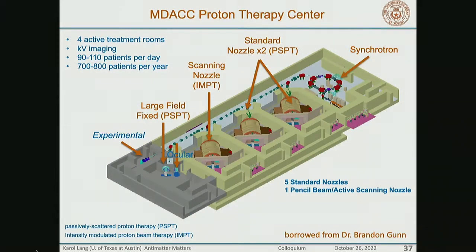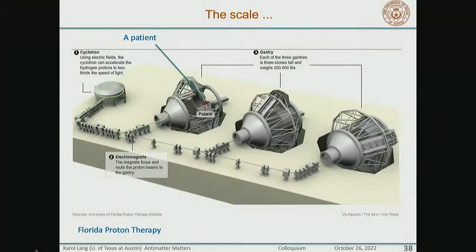So this facility at MD Anderson has 5 beams and a synchrotron that produces the proton beam used in the therapy. In fact, you don't really see the scale of this, where the patient is and all that. So I decided to look for a better illustration of the scale.